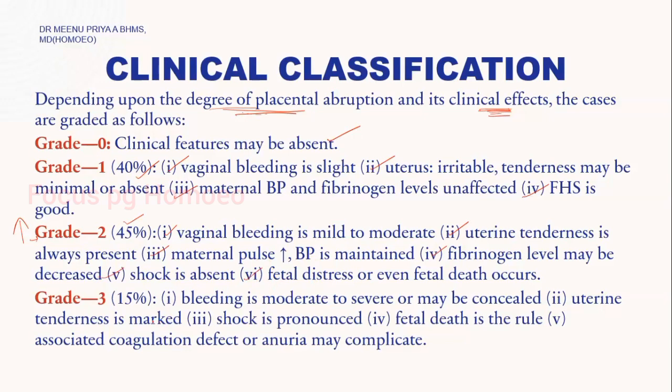Grade 3, what happens? 15%. So this is a severe form. Bleeding is moderate to severe or maybe concealed. Uterine tenderness is marked. Shock is pronounced, and fetal death is the rule. So there is already fetal death. Now maternal complications should be controlled. The association of coagulation defect or anuria may complicate grade 3. So these are the gradings of abruptio placenta.